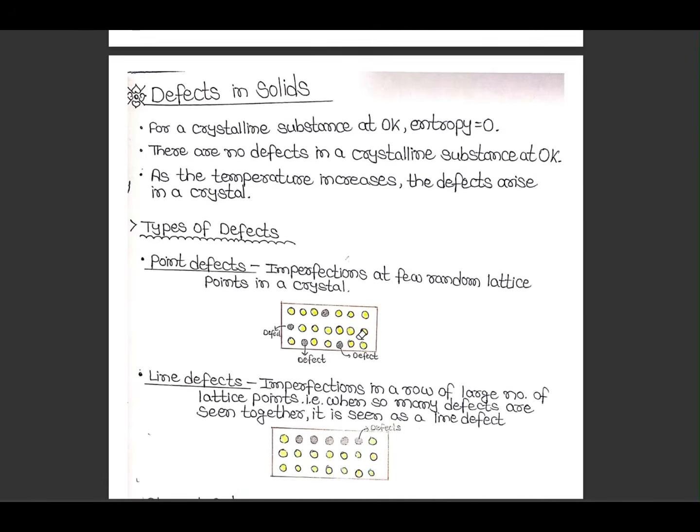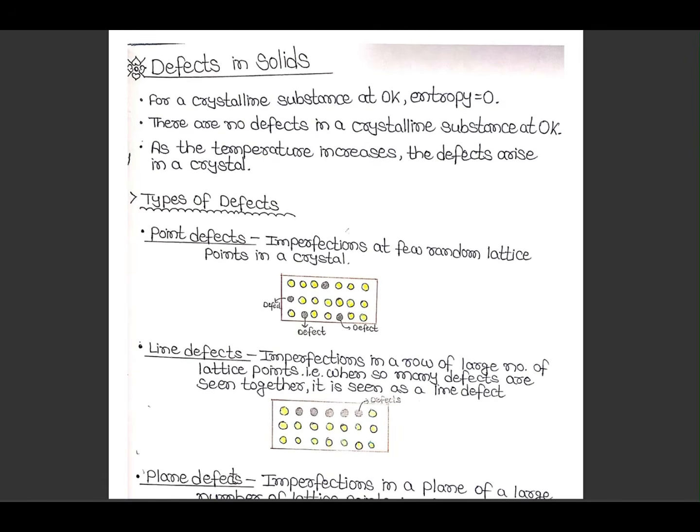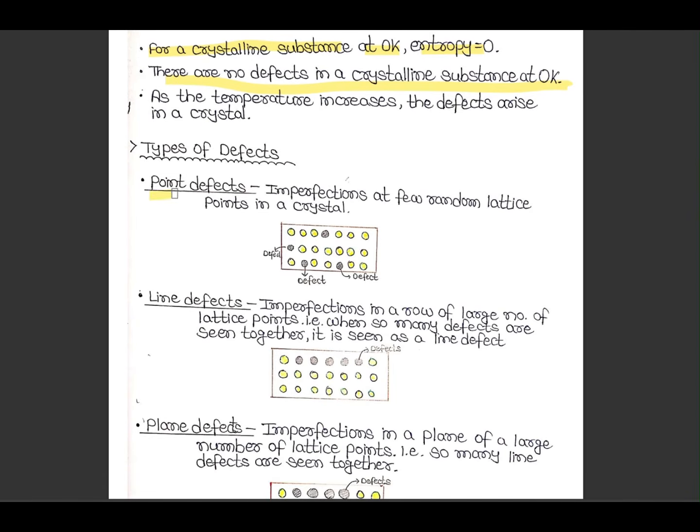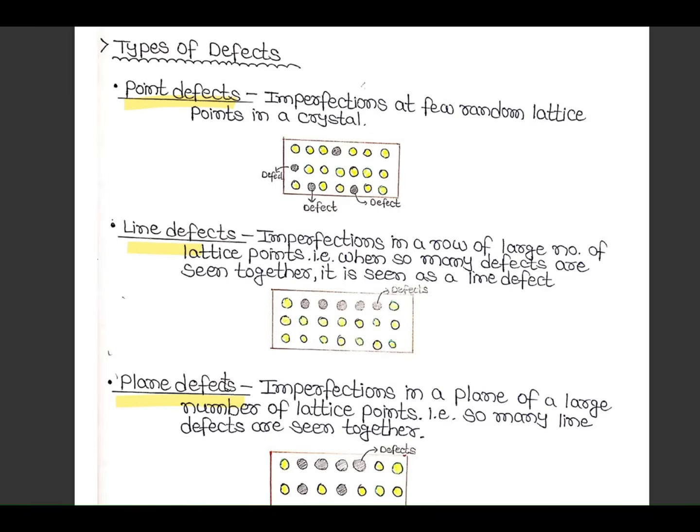Now let us come to defects in solids. For a crystalline substance at 0 Kelvin, entropy is equal to 0. There are no defects in a crystalline substance at 0 Kelvin. It is an important point to note that at 0 Kelvin there are no defects in a crystalline substance. As the temperature increases, defects arise in a crystal, and the types of defects are point defect, line defect and plane defect. Let us come to the first type, that is point defect.